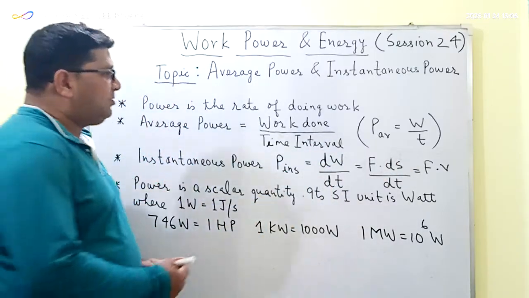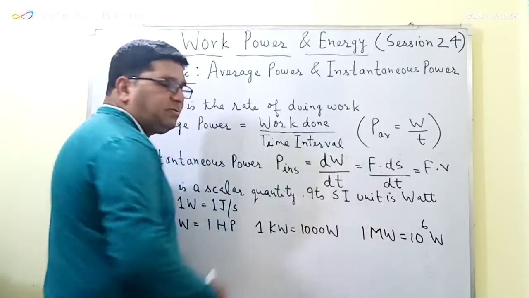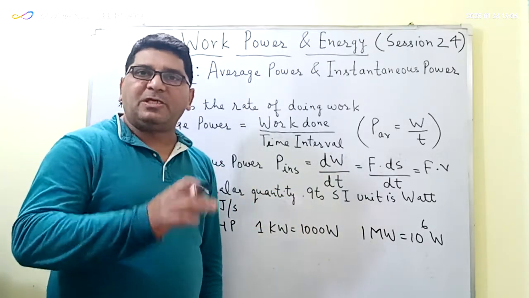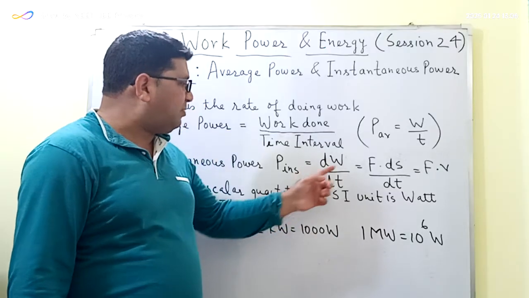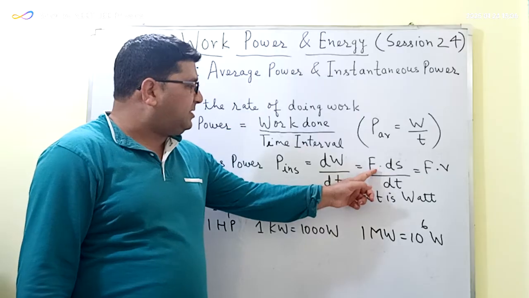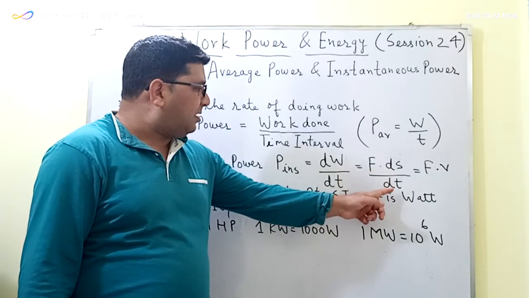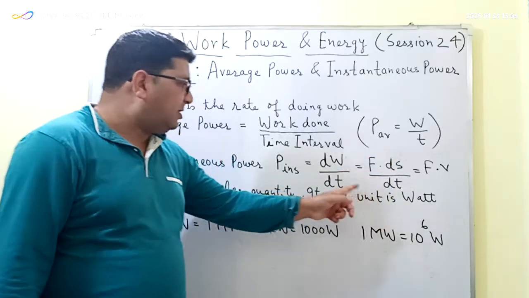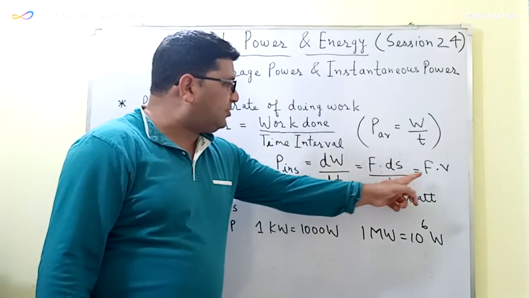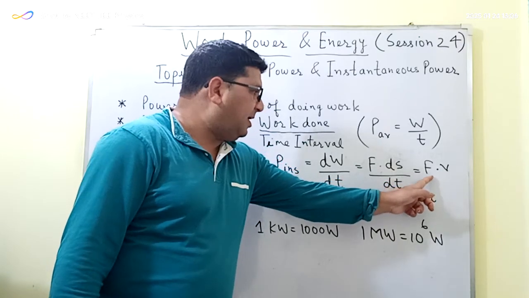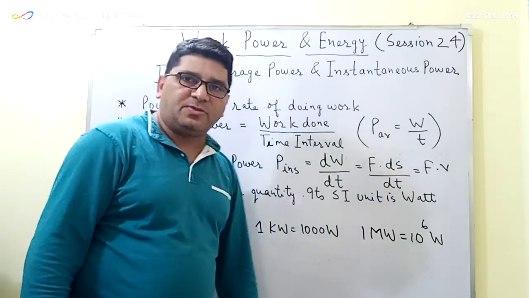Instantaneous power is basically the power developed at a particular moment of time. So this instantaneous power can be written as dW upon dt, and dW can be written as F into ds upon dt. Now ds upon dt is the instantaneous velocity. So instantaneous power is also equal to F into V, where V is the instantaneous velocity and F is the net force acting on it.